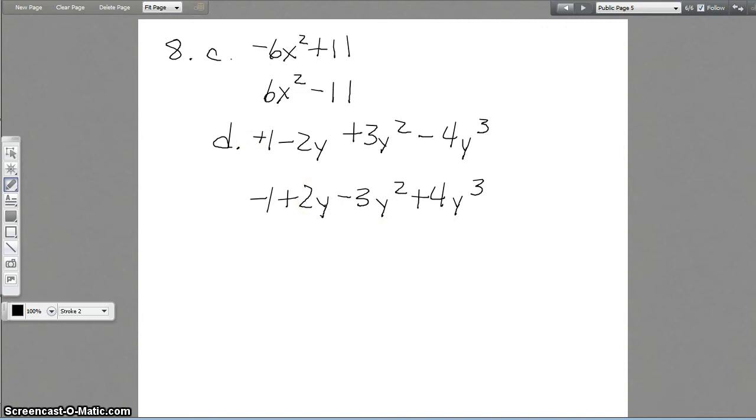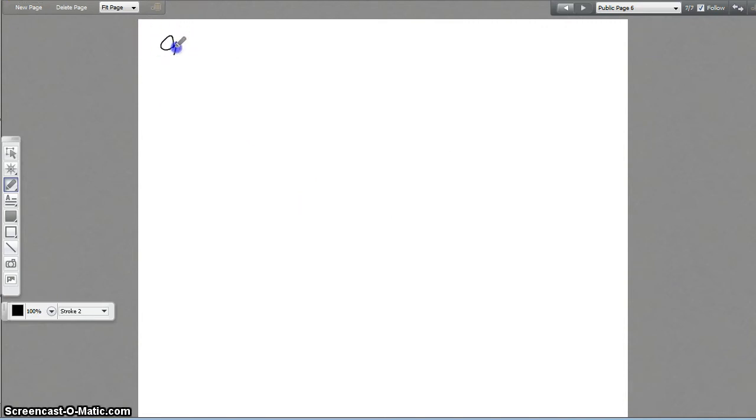Okay, so now we're going to look at number 9. Number 9 is just like number 16 in the homework. It says the value of a polynomial in x depends on the value of x. So we're given a polynomial, and I'm just going to do this first one, x squared plus 7x minus 1. And we're told to evaluate it for several different values of x.